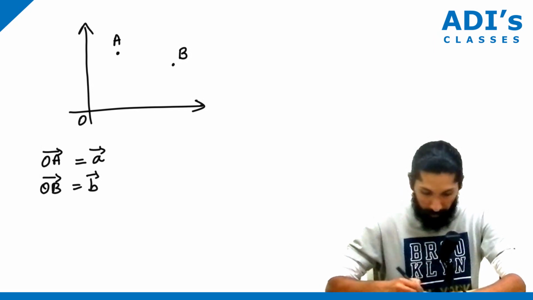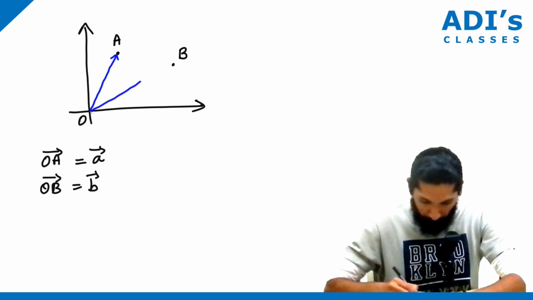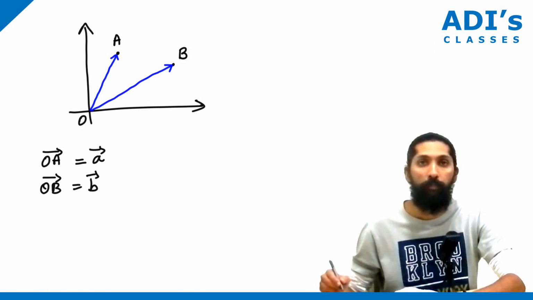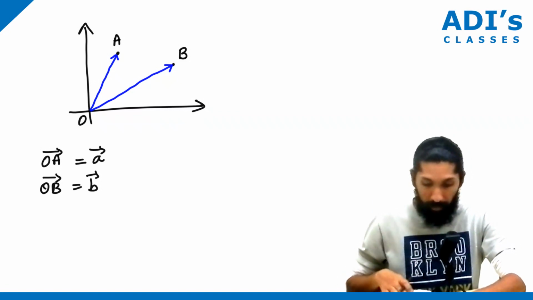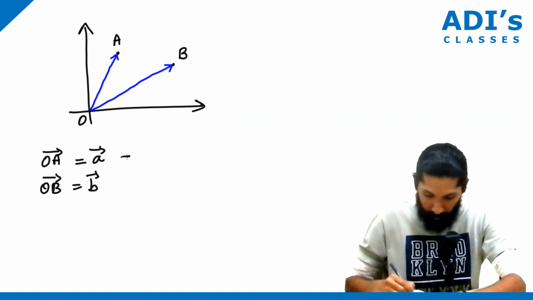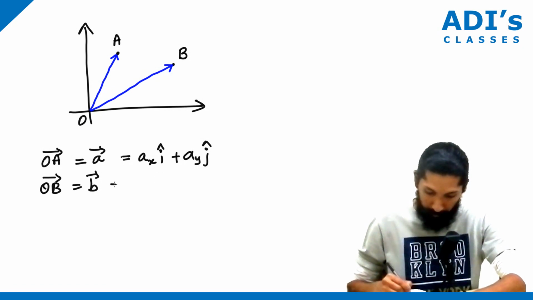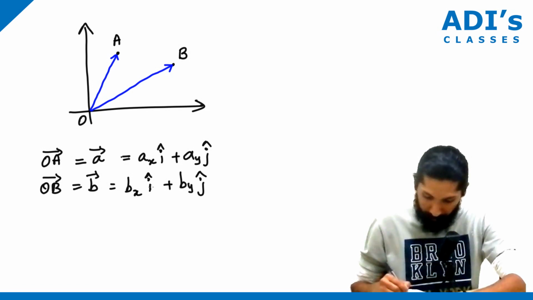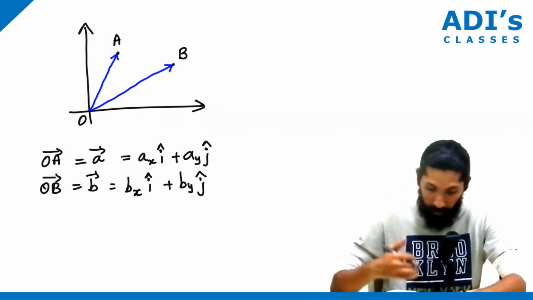That means we can write that O to A is one vector, O to B is one more vector. So we have two vectors, right? Now what we need is the AB vector, correct? Now we'll write vector A equal to AX i cap plus AY j cap, correct? And vector B will be BX i cap plus BY j cap, isn't it? Since we are looking only at two dimensions, we have just i and j.